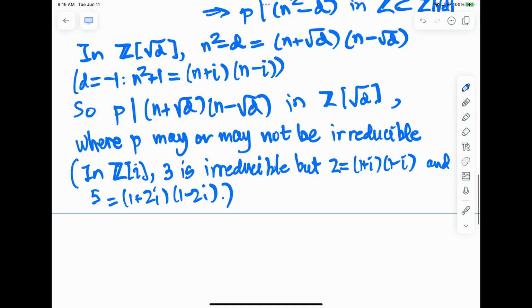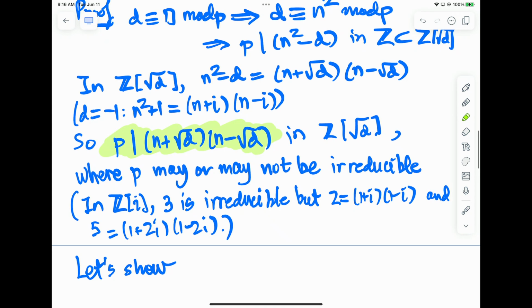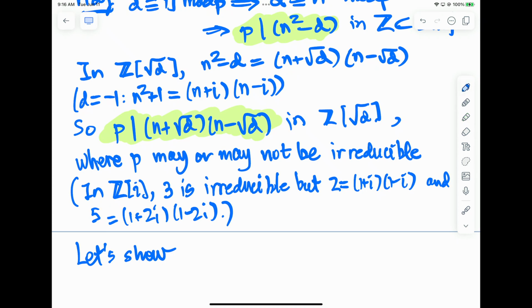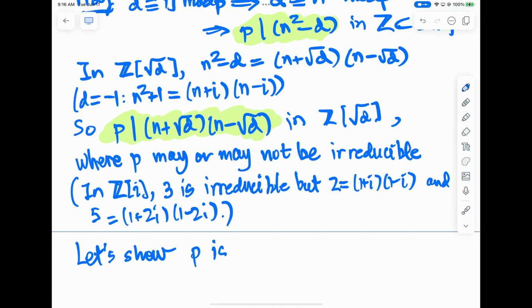In fact, we're going to show that from this condition, the important condition here is this one. We went from, right, we had p dividing n squared minus d. We interpreted it as p dividing n plus root d times n minus root d. And so what we're going to do now is show that p is reducible, and the way we're going to show that is by showing it's not irreducible.